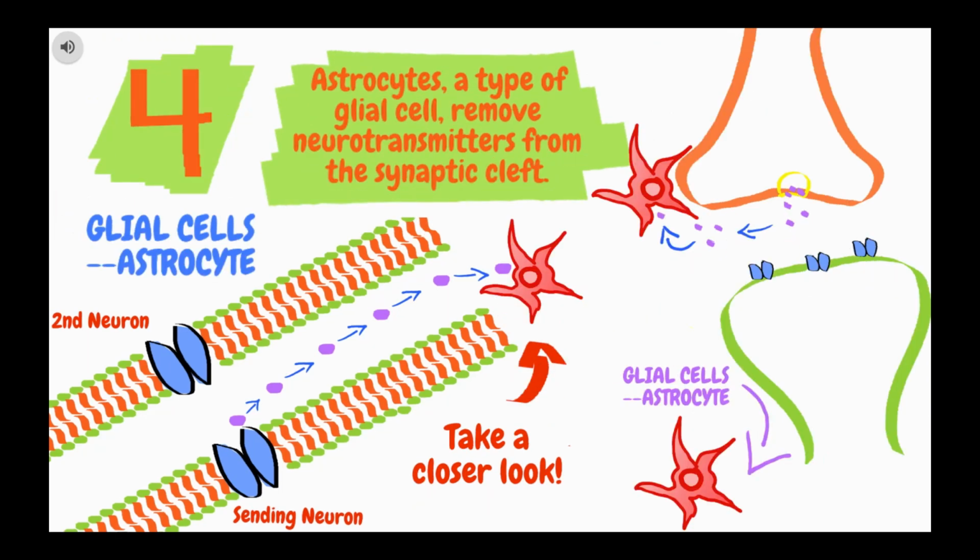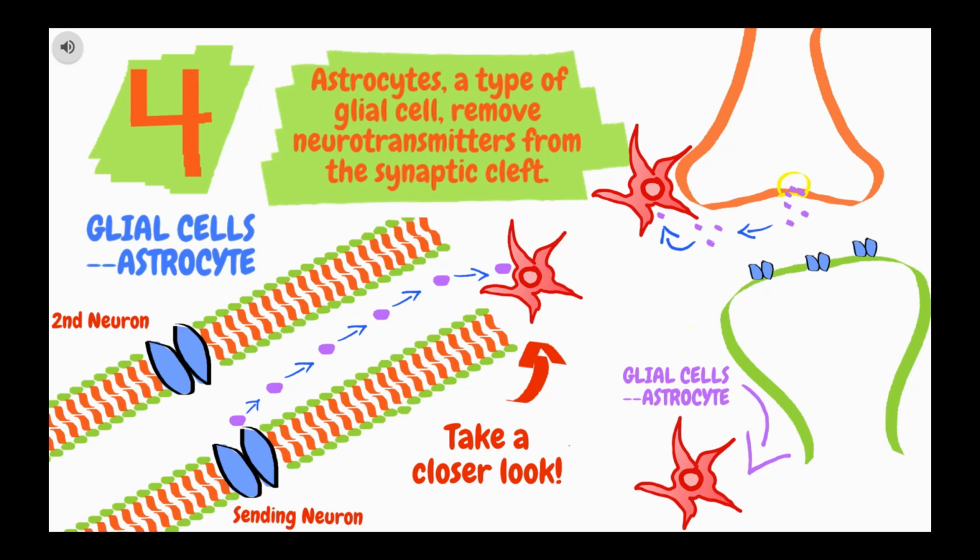A fourth and the last way through which neurotransmitters are removed is through glial cells. Glial cells are the most abundant cell types in the central nervous system. They support and nourish neurons. There are several kinds of glial cells, but the kind that do the work here are known as astrocytes. These star-shaped cells can remove neurotransmitters from the synaptic cleft.